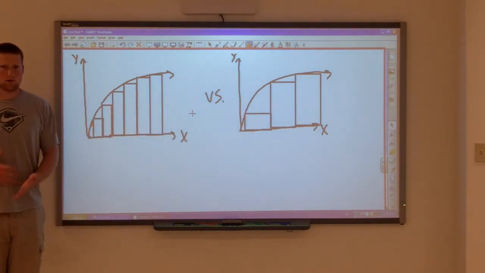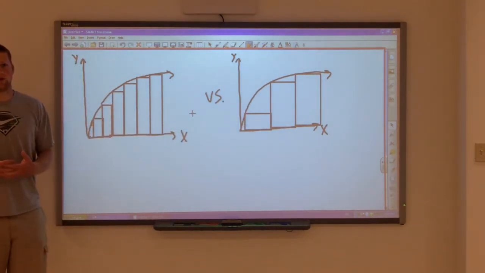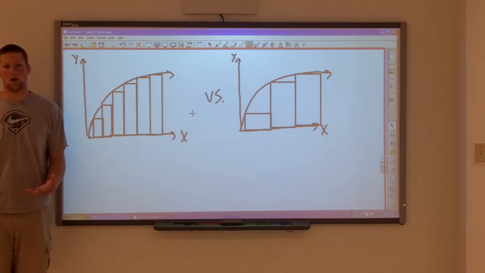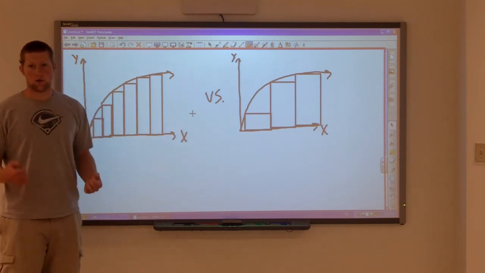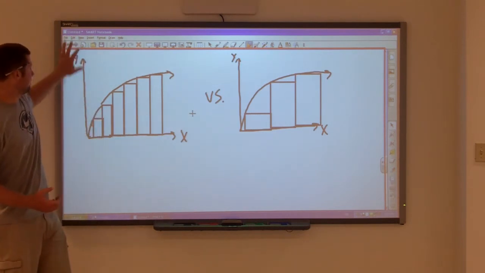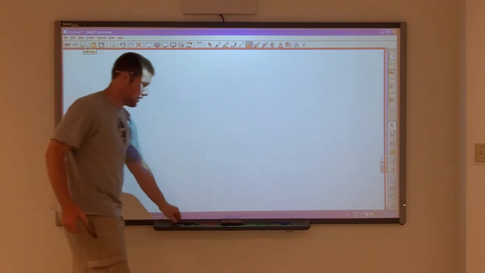So, if we could develop a system where we have an infinite number of rectangles, we would no longer be approximating the area, we would have a definite amount. We'd be certain about it. So, how are we going to go about doing that? Well, suppose we have a function, f of x.